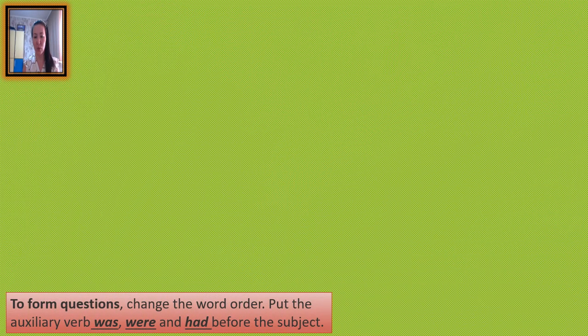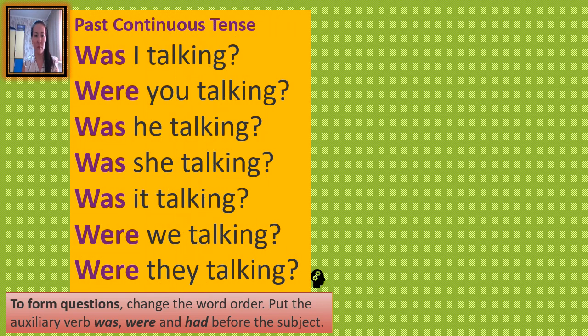To form questions, change the word order. Put the auxiliary verb was, were, and had before the subject. Past continuous tense. Was I talking? Were you talking? Was he talking? Was she talking? Was it talking? Were we talking? Were they talking?